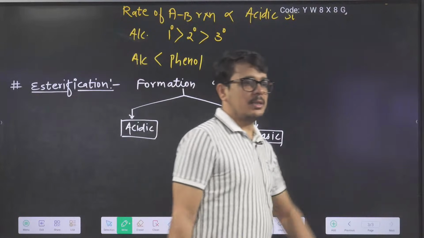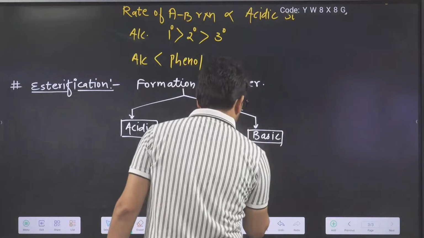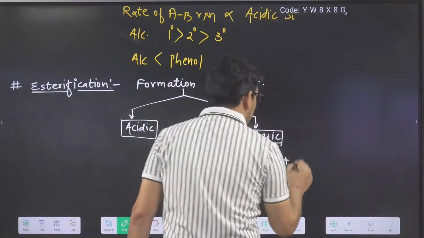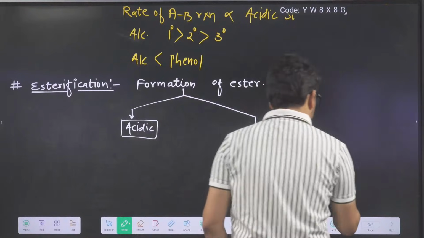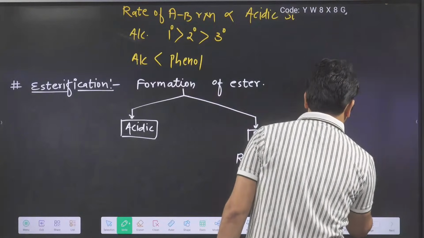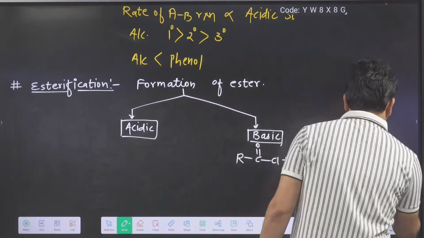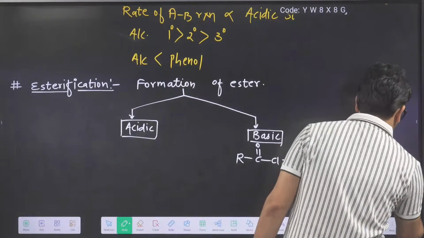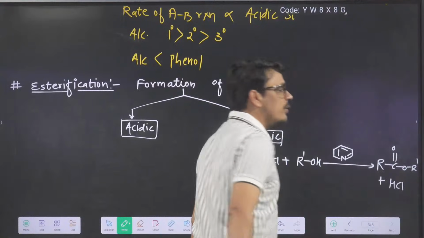So in general, how many mediums are there for ester formation? One of them is acidic and one of them is basic. Basic medium is acid chloride reacting with alcohol, and to provide basic medium, here we are adding one of the bases which is named pyridine. And now this side you will get the product. Let's say this is R dash. Product will be RCOOR dash plus the side product.